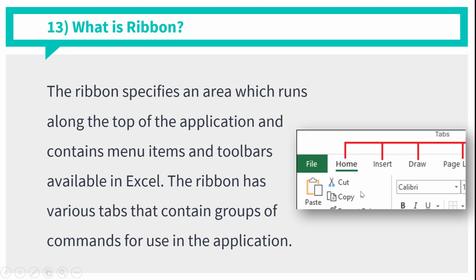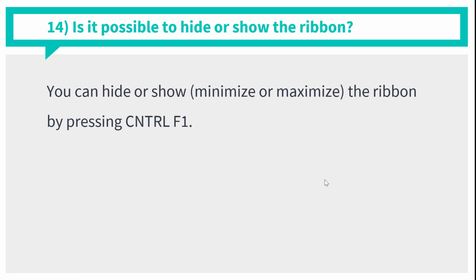This part is a ribbon. Is it possible to hide or show the ribbon? Yes, you can hide or show by minimizing and maximizing the ribbon or by pressing Ctrl F1.